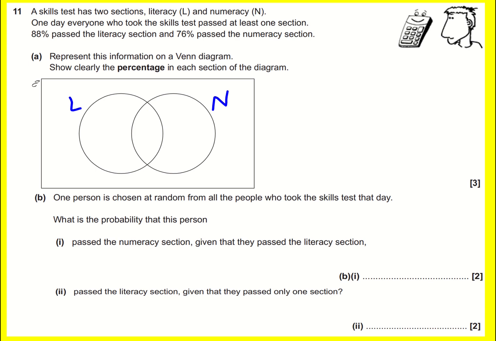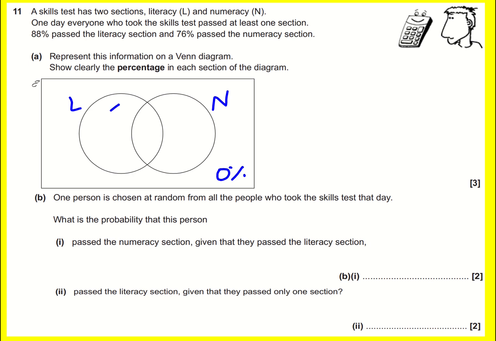However, we are told that everyone who took the skills test passed in at least one section. So I can put 0% outside. Okay, how to get the inside bit? Well, I can't put 88% here because the 88% is actually everyone here. So what can I do? And the same with the 76%.